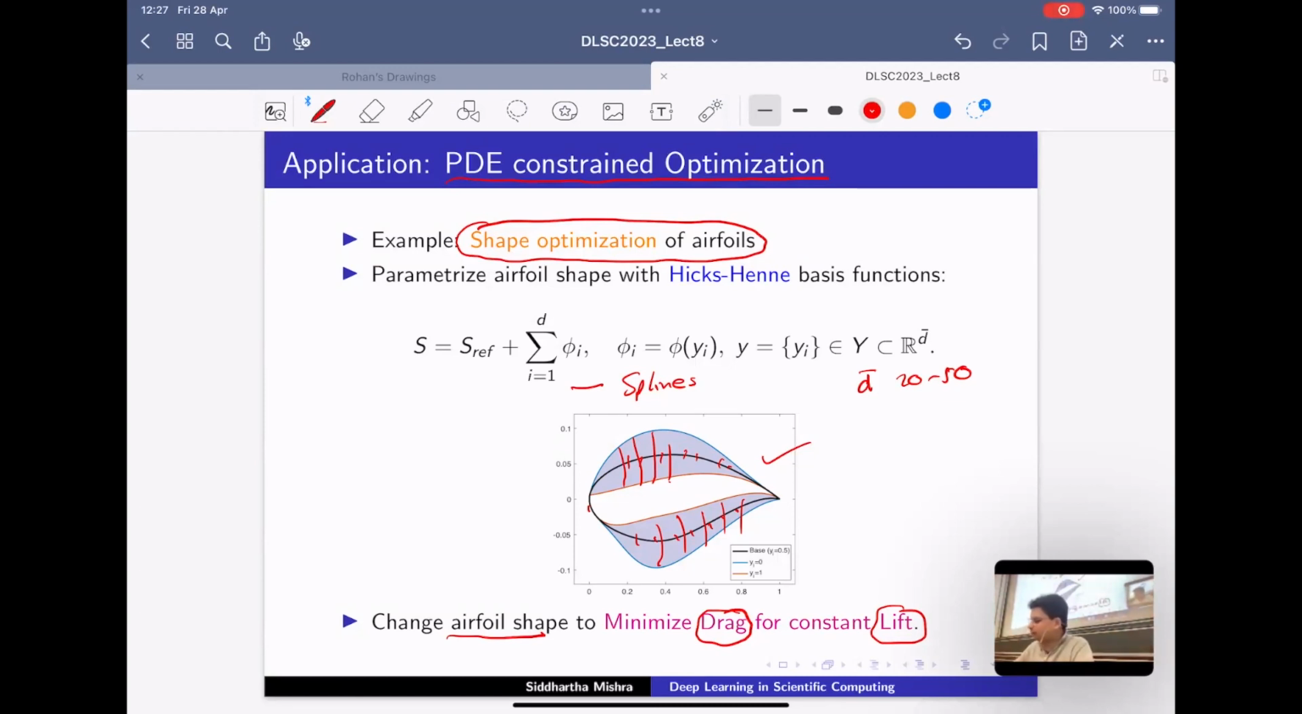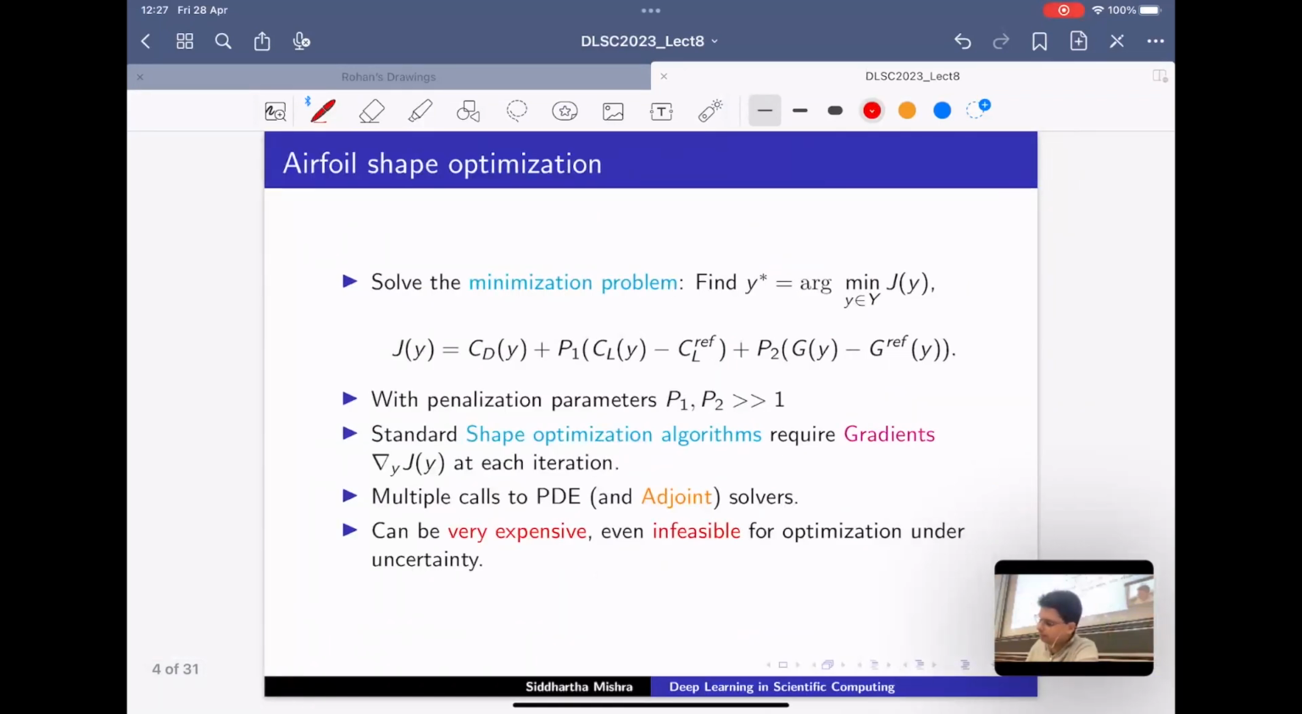So people either fix the lift, say that you need this much of lift, and then you try to minimize drag, or they change what is called the lift to drag ratio. So these are the two options that you could do. But remember, how is the mathematical problem then? So the mathematical problem takes the following shape. At the end of the day, we have the compressible Euler or Navier-Stokes equations. These are the PDEs which govern the flow of a fluid, in this particular case air, around the airfoil.